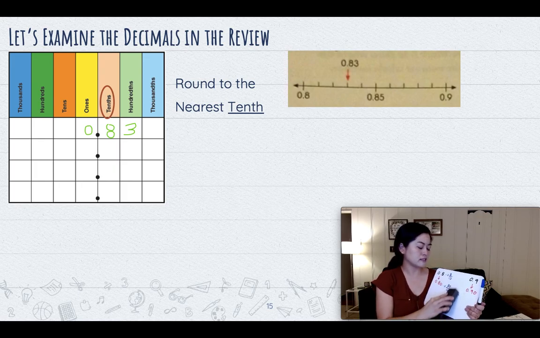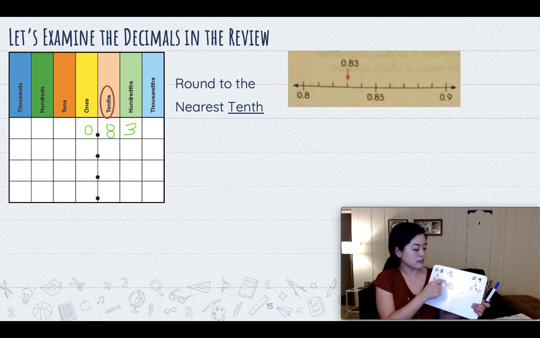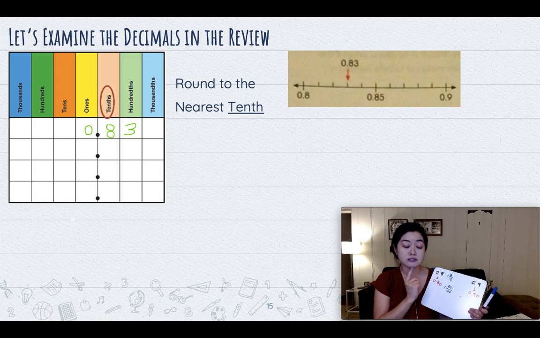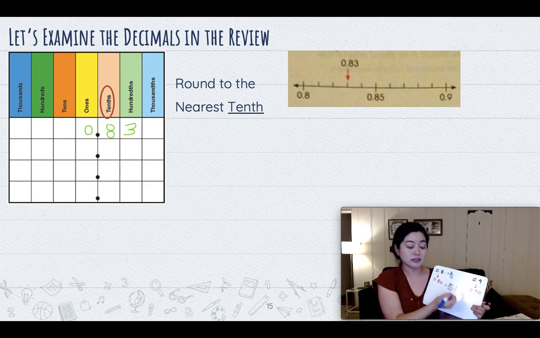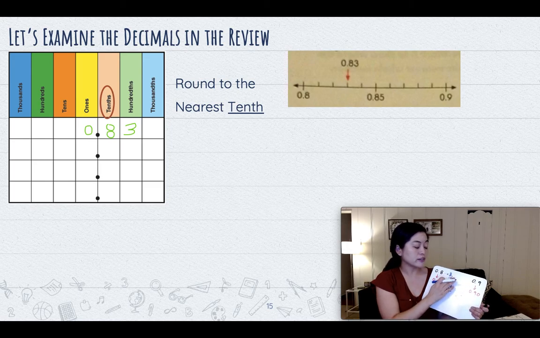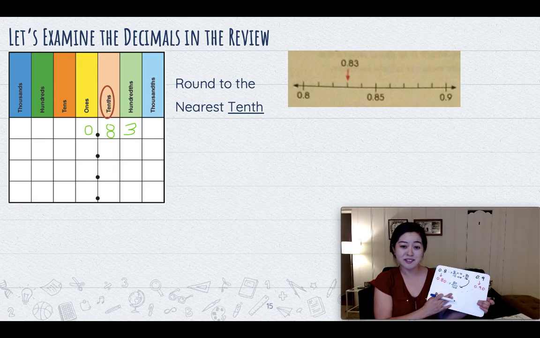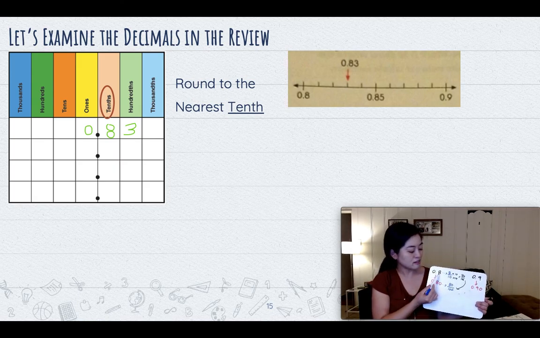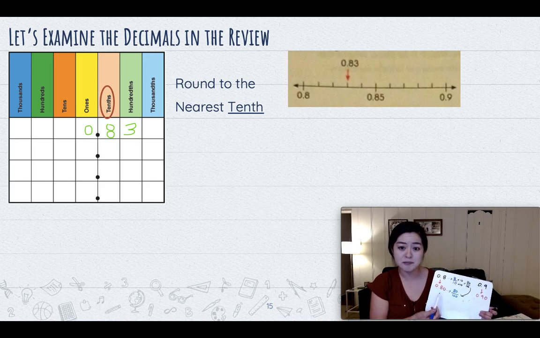Well, let's see. Can we change 8 tenths to 80 hundredths? Yes, we can. Okay, we can find an equivalent fraction. Now 8, if we multiply the numerator and the denominator both by 10, this becomes 80 hundredths, which is the same. Okay, so 8 tenths and 80 hundredths is actually the same.